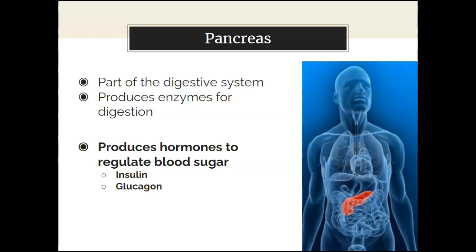The pancreas is kind of double dipping here. It's in the endocrine system, but it's also part of the digestive system. It produces enzymes for digestion naturally, but it also produces hormones to regulate blood sugar, specifically insulin and glucagon, which we discussed earlier in this presentation.